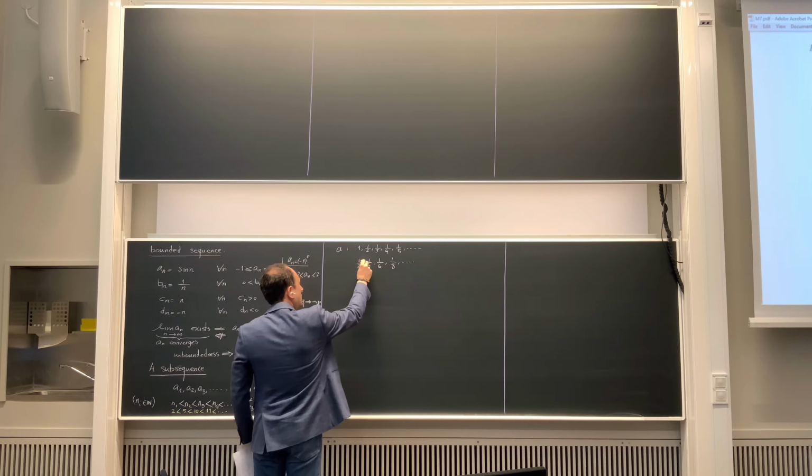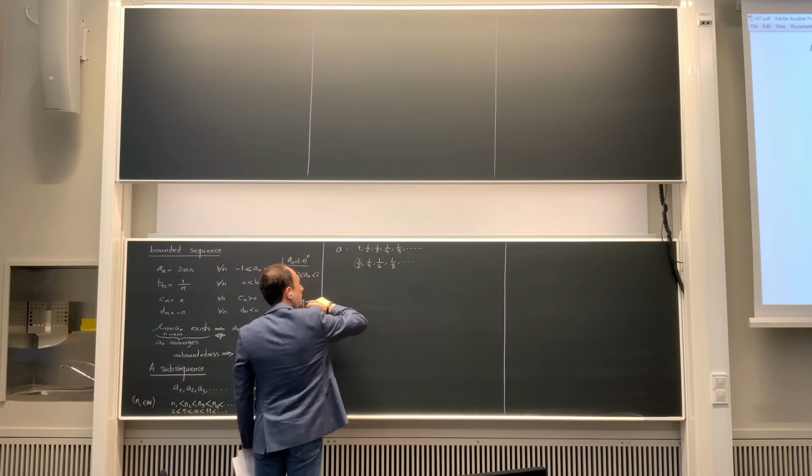But if I ask you which term is 1 half, this is term number 2. Which term is 1 over 4? This is term number 4. Which term is this? This is term number 6. This is term number 8. And these are strictly increasing. So yes, that is a subsequence of the previous sequence. Yes? Understandable?